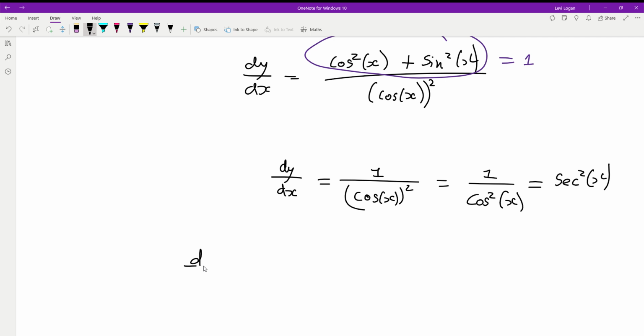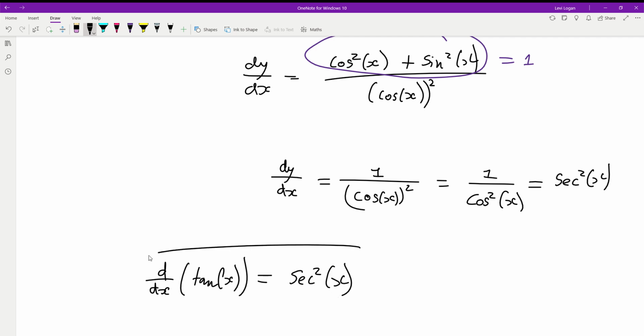So if you differentiate tan x, you're going to get that as one ugly looking tan. Alright, so if you differentiate tan x, you're going to get sec squared x. Okay.